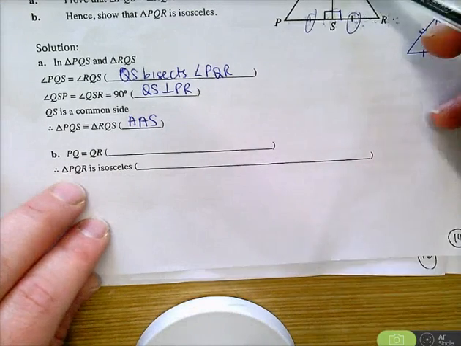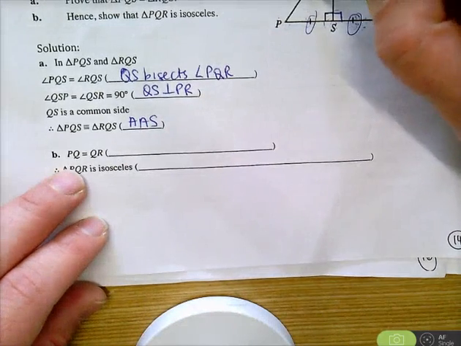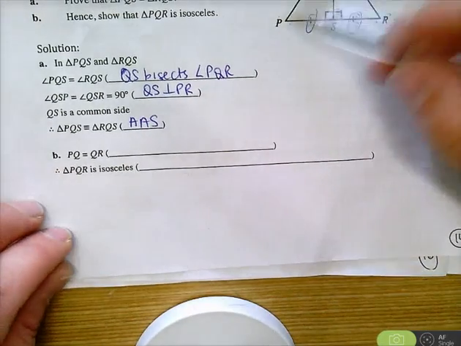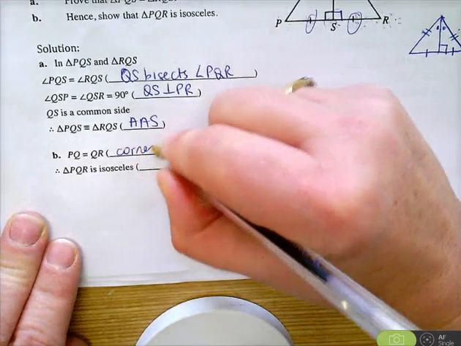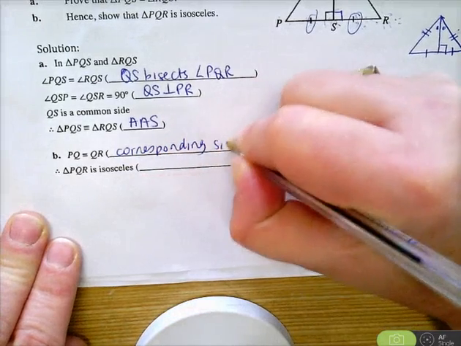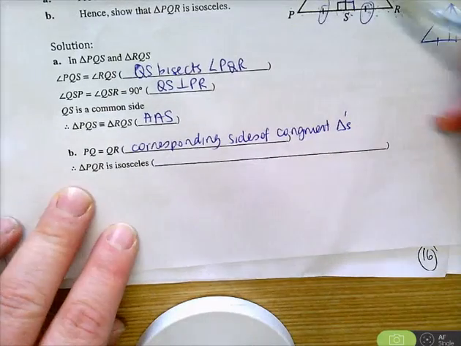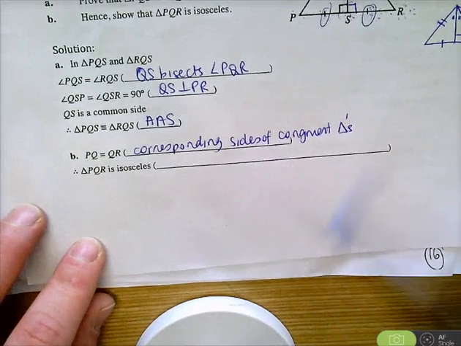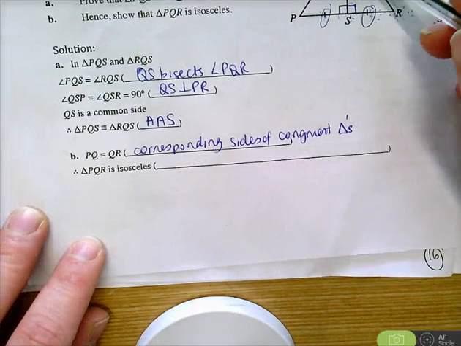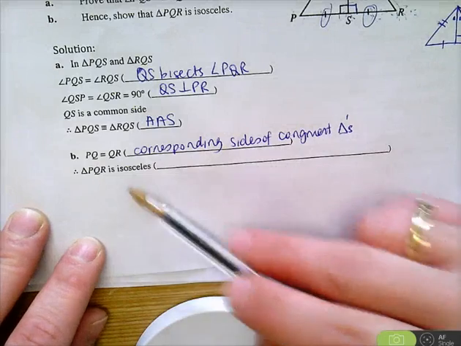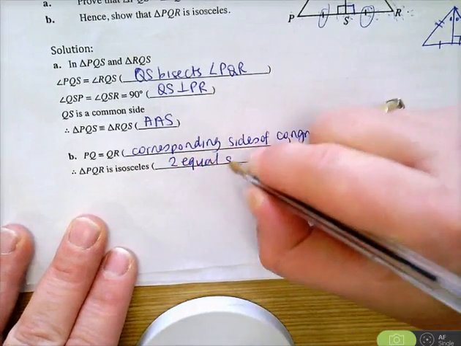see, we're trying to prove that this triangle here is isosceles, and what we're going to say is, well, side PQ equals side QR. Why? Once you've proven that those two triangles are congruent, why does PQ equal QR? Because they're corresponding sides of congruent triangles. So therefore, triangle PQR is isosceles. Why is it isosceles? Because that triangle now has how many equal sides? You've just proven that PQ equals QR in this triangle. So why is triangle PQR isosceles? Because it has two equal sides.